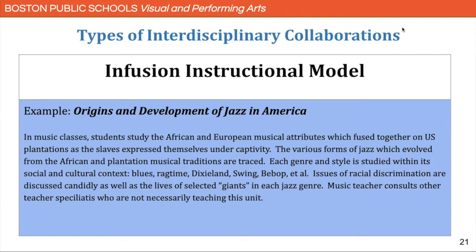The various forms of jazz which evolved from the African and plantation musical traditions are traced. Each genre and style is studied within its social and cultural context. Blues, ragtime, Dixieland, swing, bebop, and other things like bluegrass, one of my favorites. Issues of racial discrimination are discussed candidly, as well as the lives of selected giants in each genre. Music teachers consult other teacher specialists who are not necessarily teaching this unit.